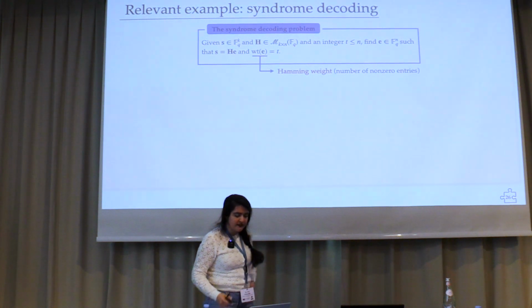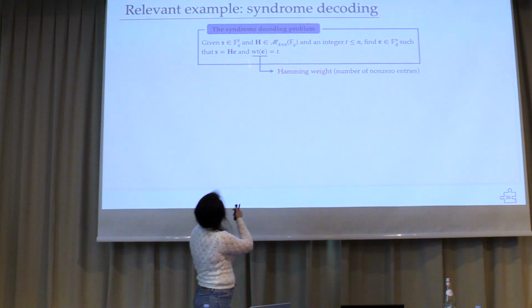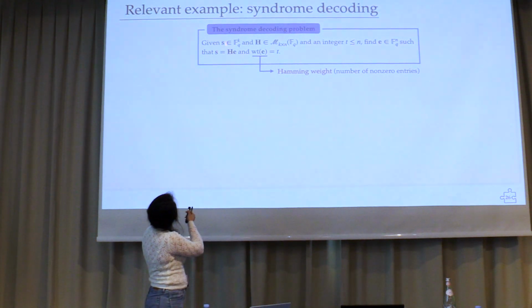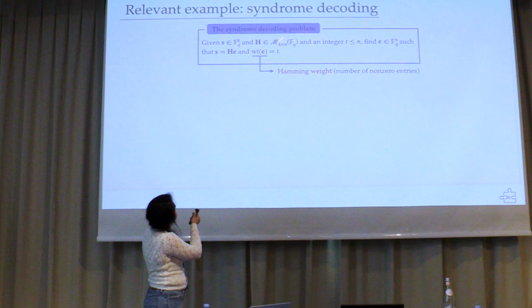So here I tried to write it just in terms of matrices. The problem is, if you're given some vector s in F_q to the k, imagine this k is smaller than the n, and tomorrow the notation is going to change a bit.